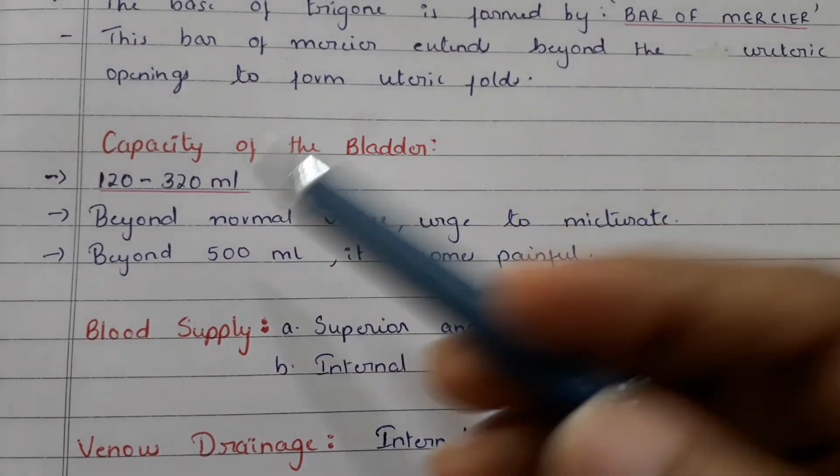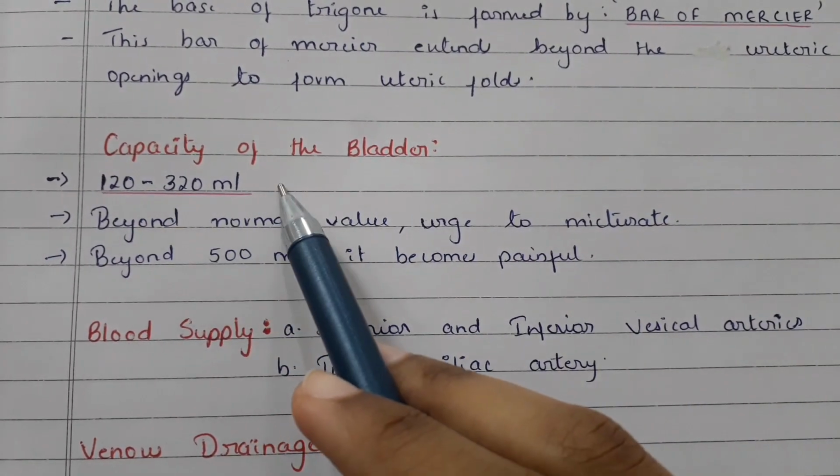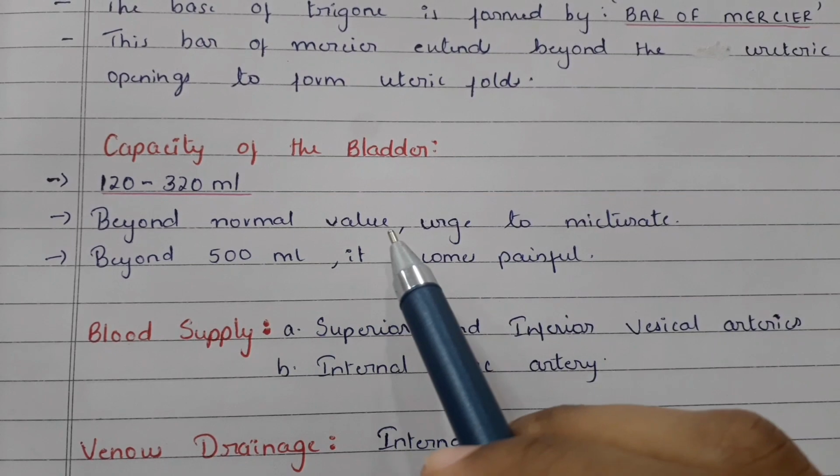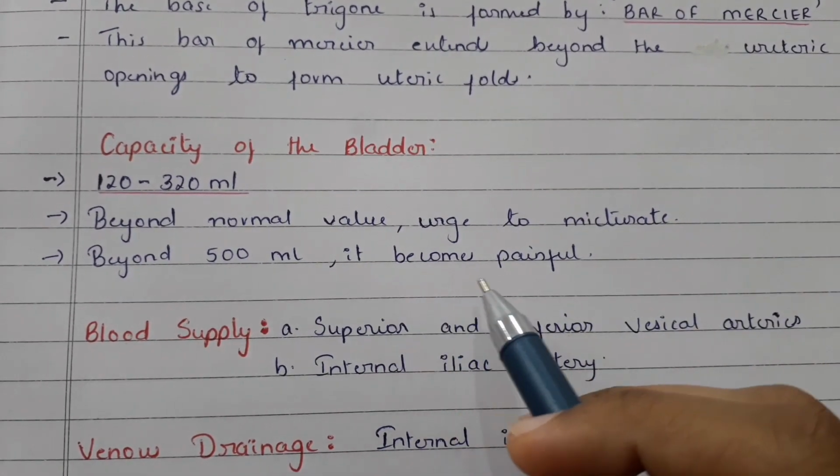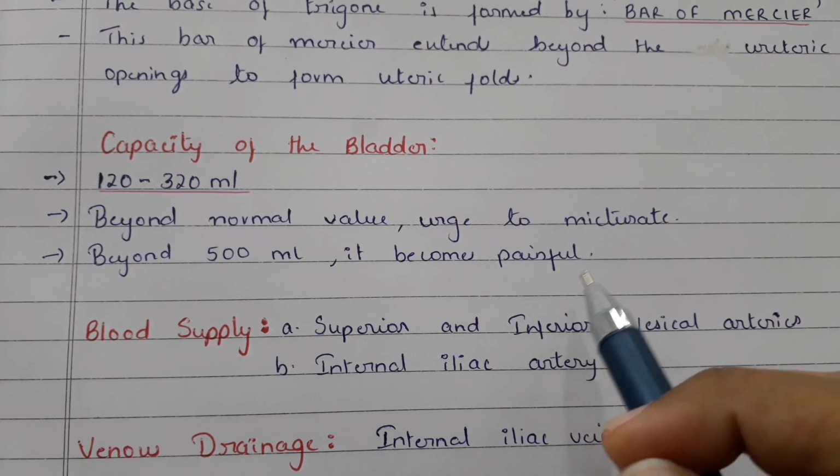Capacity of the bladder is 120 to 320 ml. Beyond normal values, there is an urge to micturate. Beyond 500 ml, it becomes painful.